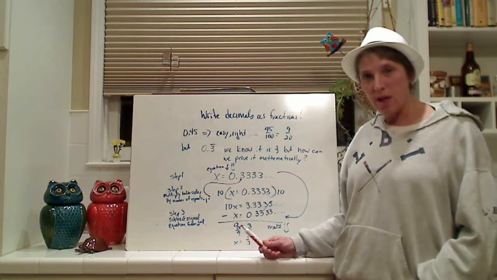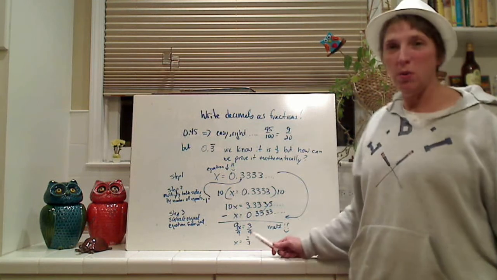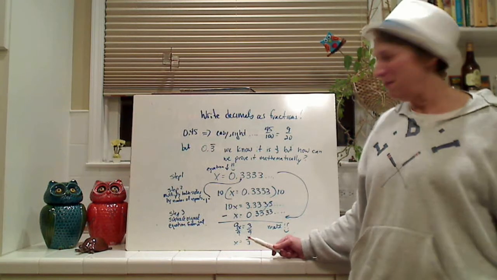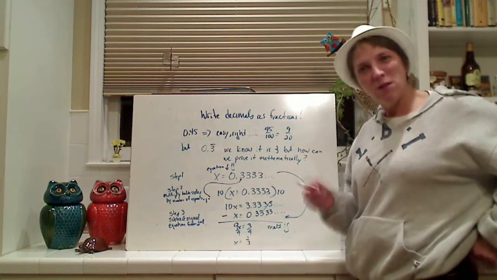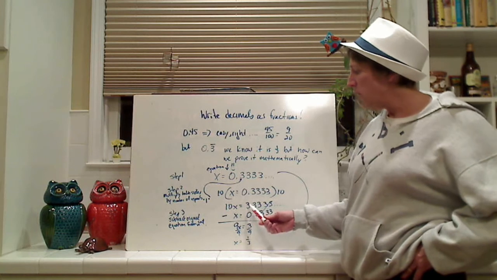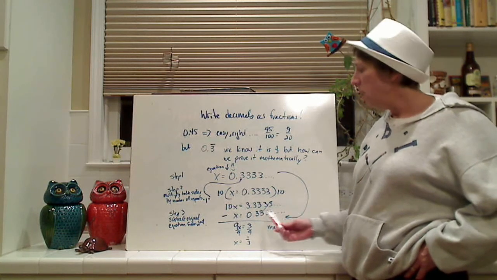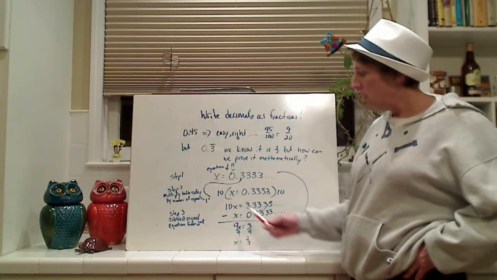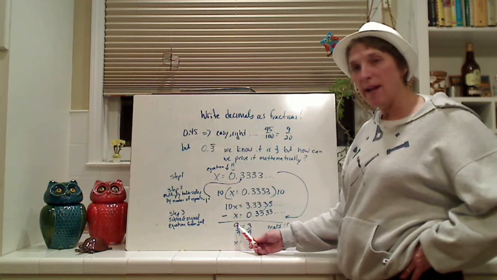The third step is we're going to take the original equation, what x equals, and we're going to subtract it from the one we just created. Just bear with me because it'll begin to make sense. So we subtract, we say 10x minus 3.333 and so on, minus x equals 0.333 and so on. So 10x minus x is 9x.